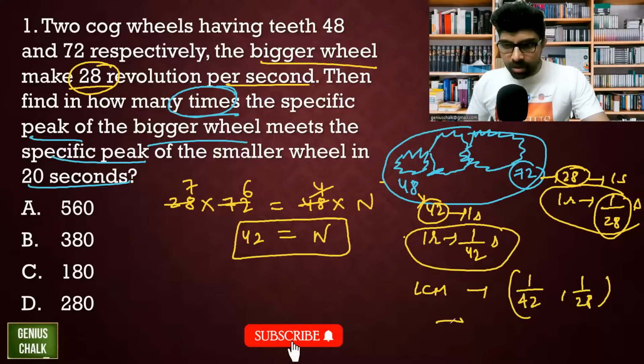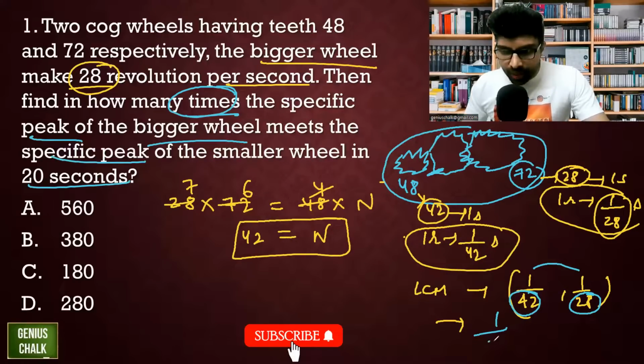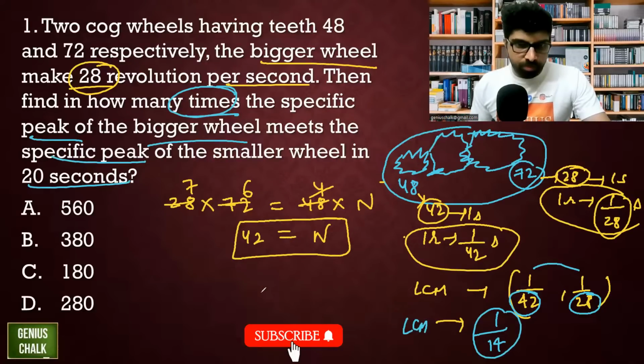So it will be the LCM of fractions, which is found by using the LCM of the numerators, that is 1, and the HCF of 42 and 28, which are the denominators, that is 1/14. That means LCM is going to be 1/14. That means we can say that they will meet in 1/14 of a second. That means in 1 second they will meet 14 times.